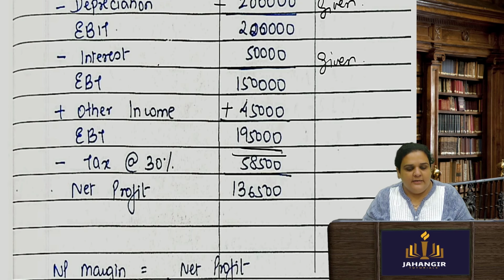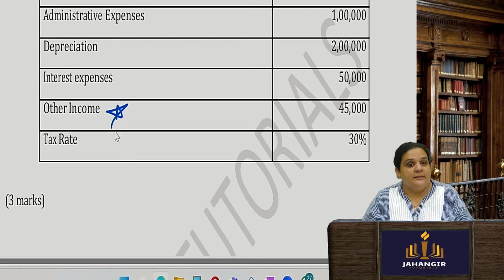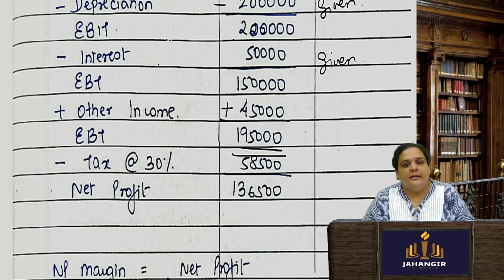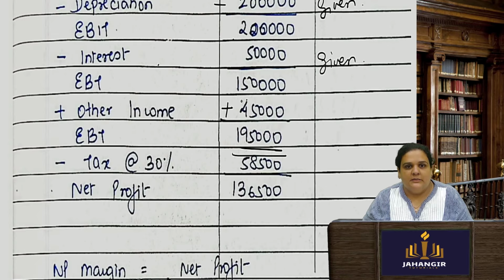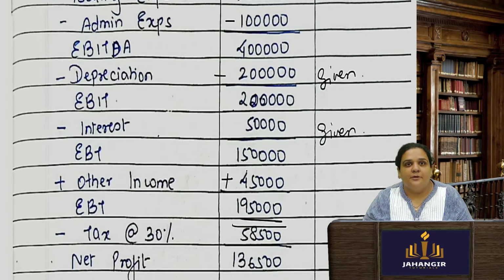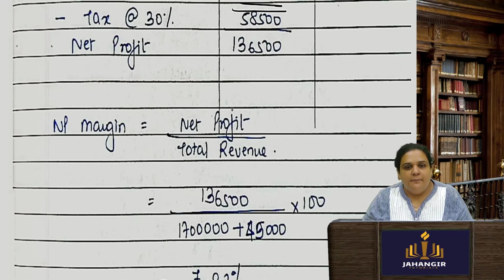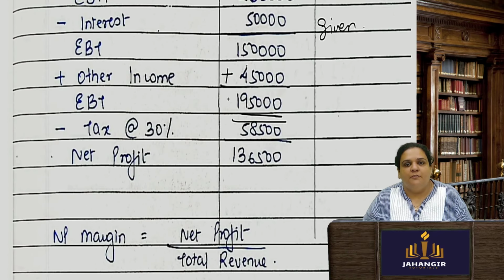Okay, so this was one small tiny thing. If you would have forgotten this, you would have directly done earnings before tax, tax rate 30% on 1,50,000. No, you will have to add this other income. Okay. So your net profit margin is what? Net profit upon your total revenue. So your net profit includes this profit of 50,000, so your revenue will also include this 45,000.